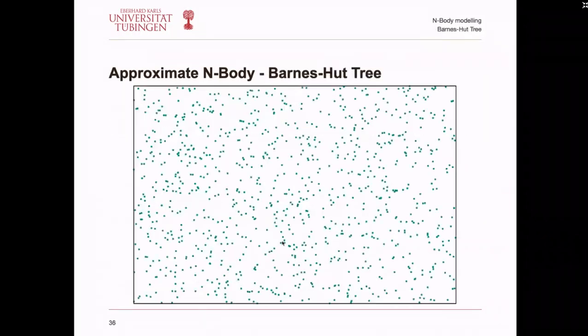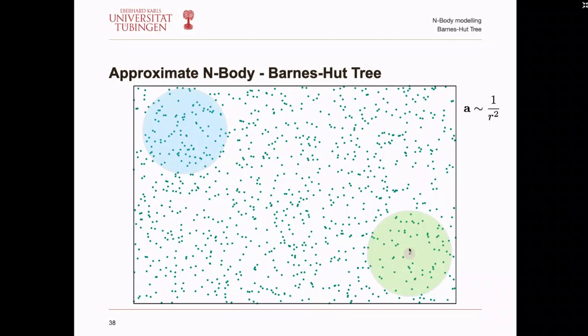So what you see here is, I guess, 1,000 randomly distributed points, particles here. And if you want now to calculate the acceleration on this particle on the lower right, I hope you can see this, then you have to calculate the n squared force, or the force acting from all other particles on this one.